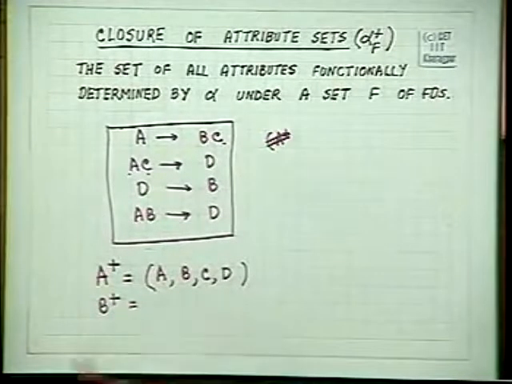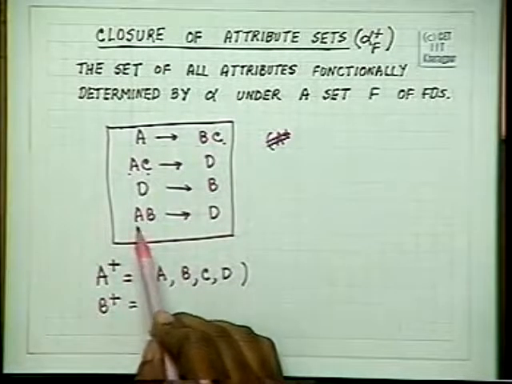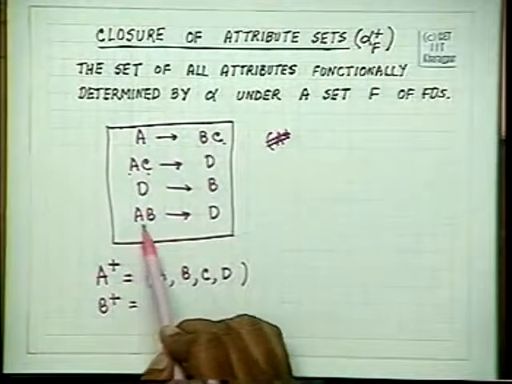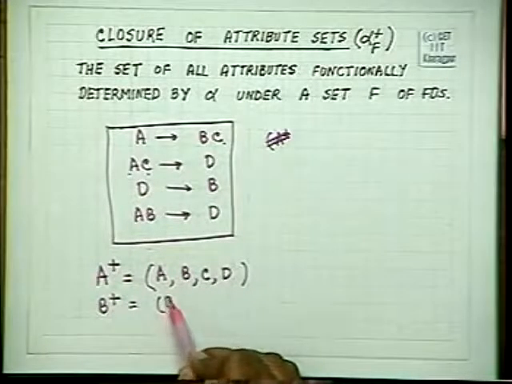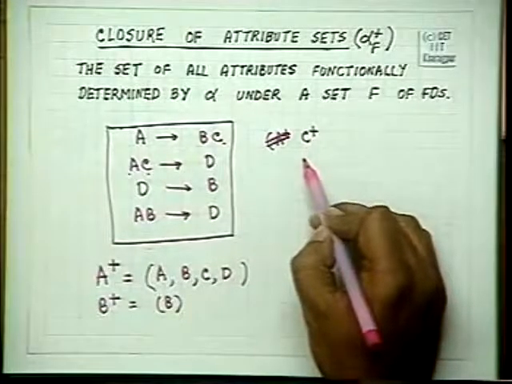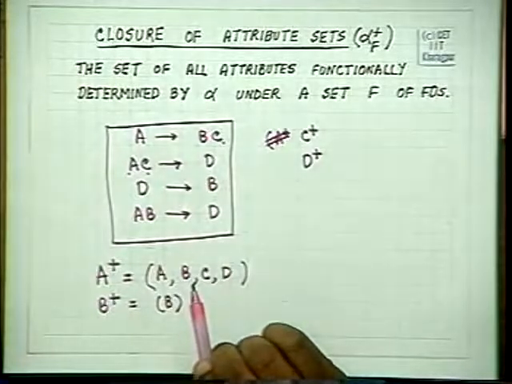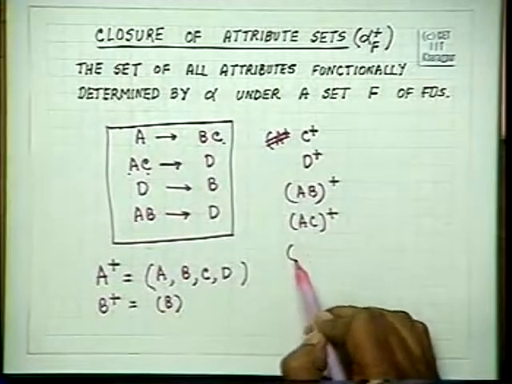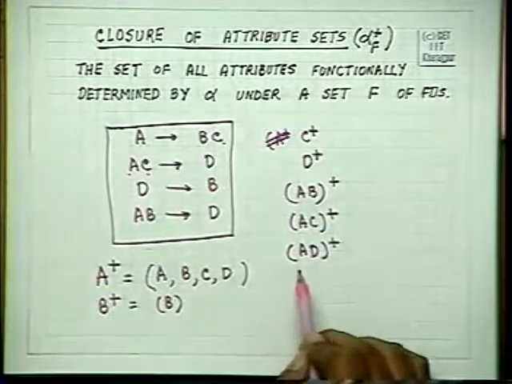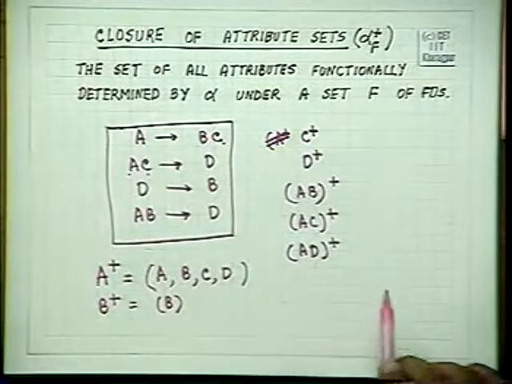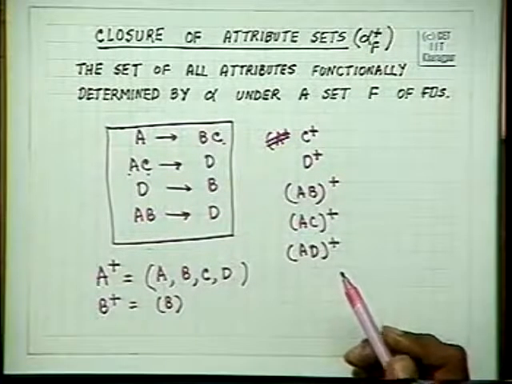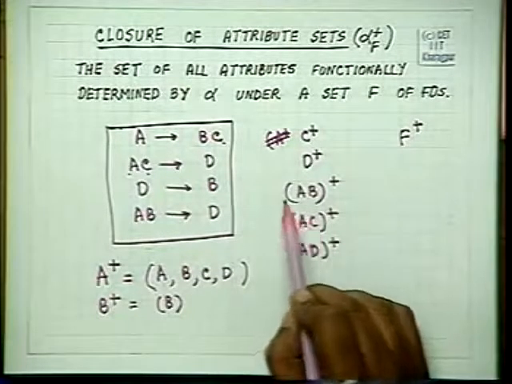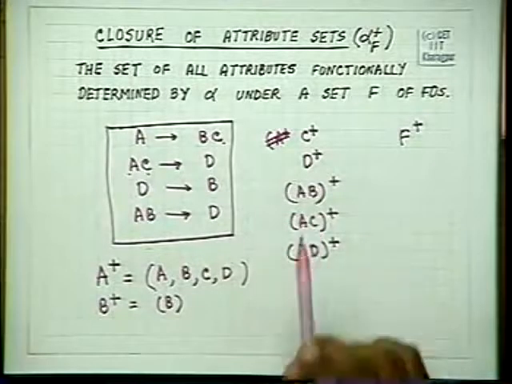B plus. D gives B, but B gives nothing. Only when combined with A it gives something. So, B plus is B. Similarly, you can compute C plus, you can compute D plus. Then you can compute AB plus, AC plus, AD plus, then BC, BD, all pairs of 2, all pairs of 3, all pairs of 4, and this way you can get the closure F plus also. Using the closure of the set of attributes, you can get the closure F plus.